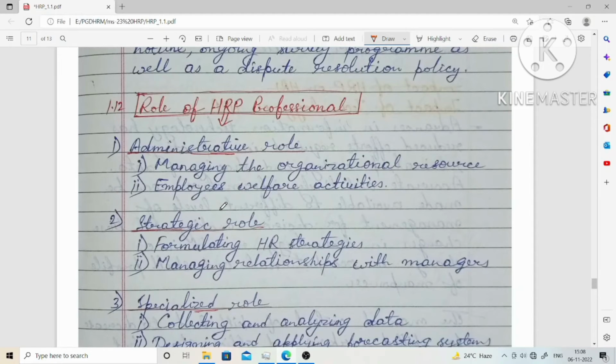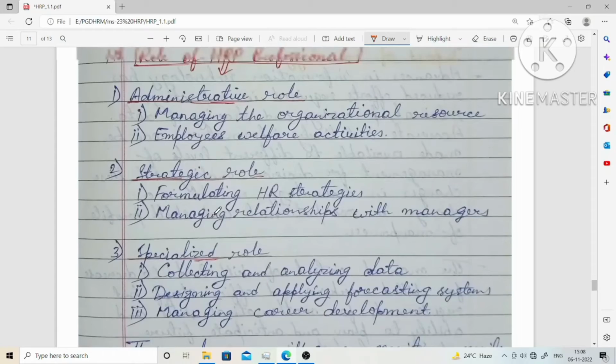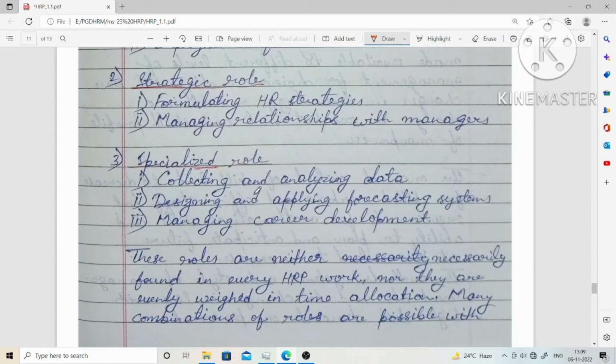The second is the strategic role. Under the strategic role, formulating HR strategies. What different kinds of HR strategies should be there? Those things are going to be formulated. And second, under the strategic role, managing relationships with managers. And third is the specialized role, which involves collecting and analyzing data, designing and applying forecasting systems, and managing career development.